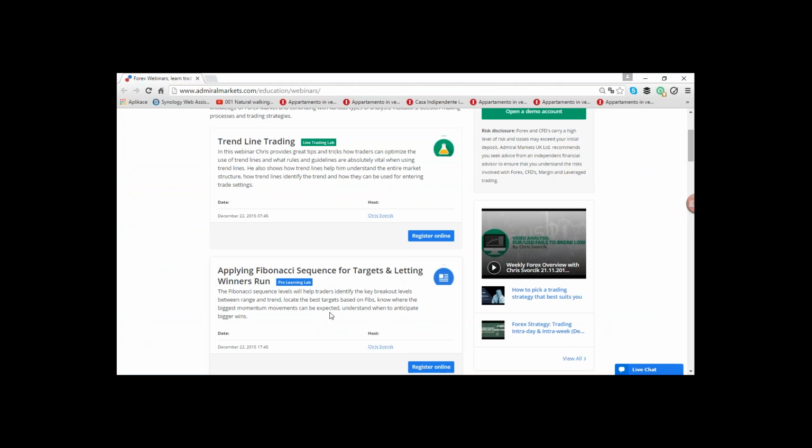We're going to identify what the key breakout levels are. What is the difference between a range and a trend? When can we expect a trend? When can we expect a range? When do we have a better chance of locating a wider space for a higher target? So when do I expect that momentum? All of those questions can be, I think, very nicely handled with using the Fibonacci sequence. So that's tonight's focus. I think it's an exciting topic, so I hope you'll be able to join.